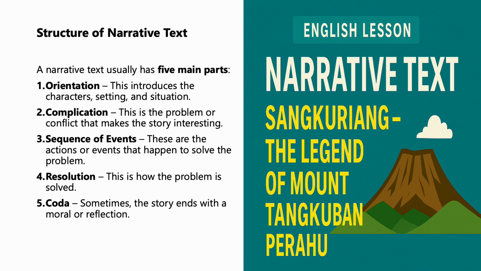First, orientation. This introduces the characters, setting, and situation. Second, complication. This is the problem or conflict that makes the story interesting. Third, sequence of events. These are the actions or events that happen to solve the problem. Fourth, resolution. This is how the problem is solved. Finally, coda. Sometimes the story ends with a moral or reflection.